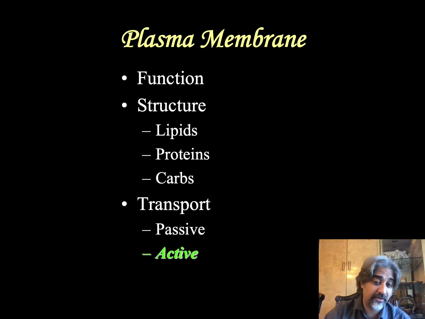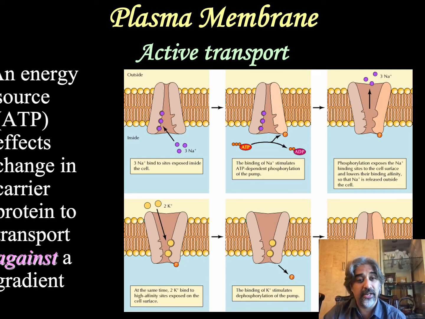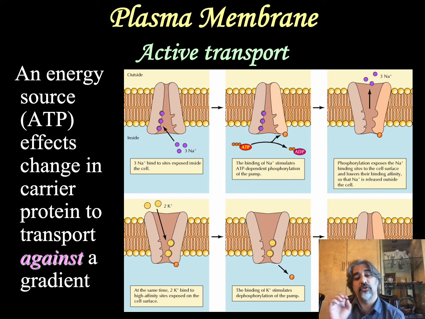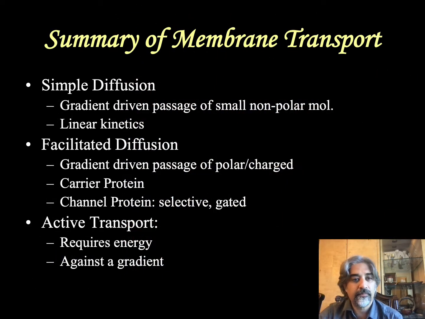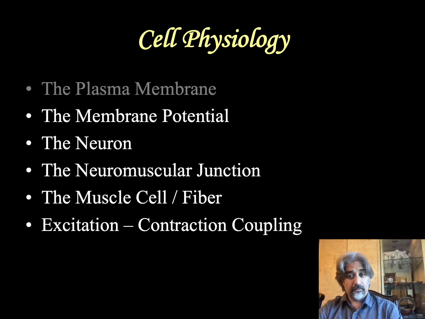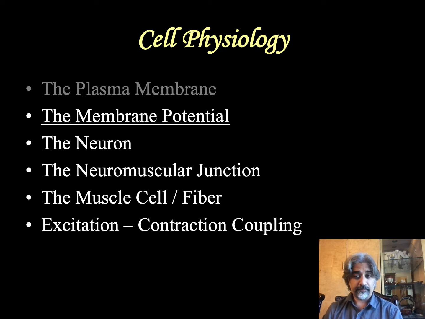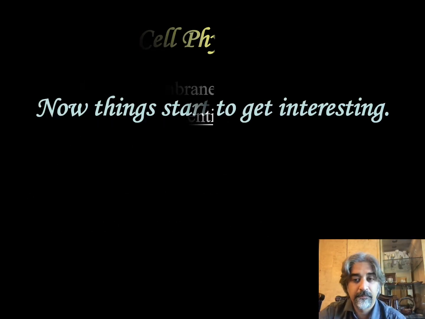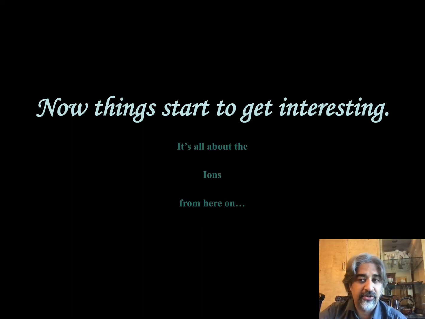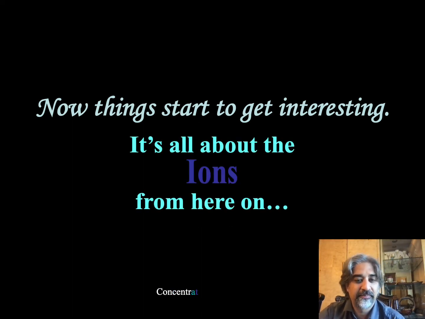So now let's talk about active transport. We learned all about the fact that you need energy in the form of ATP to move ions or molecules against their concentration gradient. So we talked about simple diffusion, facilitated diffusion, and active transport after having talked about the plasma membrane structure. Now we have enough information to understand the membrane potential. So this is where things start getting interesting, and it's all about the ions from here on.